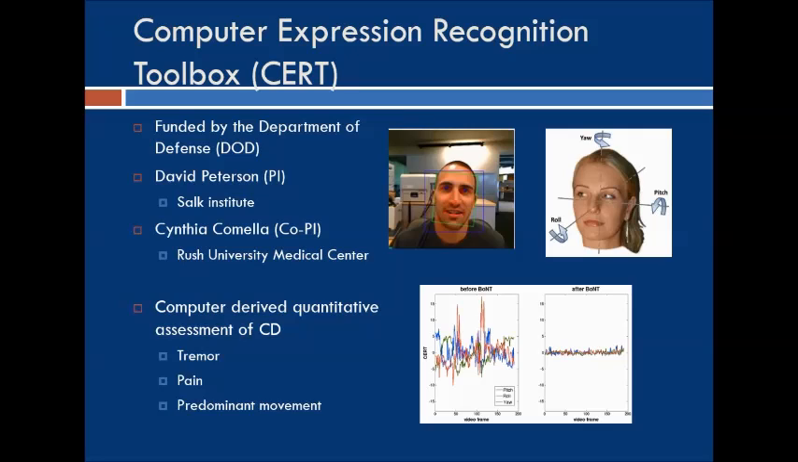So one of the things we're doing that's really quite interesting, and this is part of our Department of Defense grant, is Computer Expression Recognition Toolbox, or CERT. This was initially thought of and has been worked on very assiduously by David Peterson at the Salk Institute. I am the co-PI and really pleased to be able to work with David. This is a computer-derived quantitative assessment of cervical dystonia. So on the right side of the slide, what you see is that the computer actually looks at the face and it's able to monitor where the eyes are, because these are all in a straight line, where the chin is, and where the head is tilting.